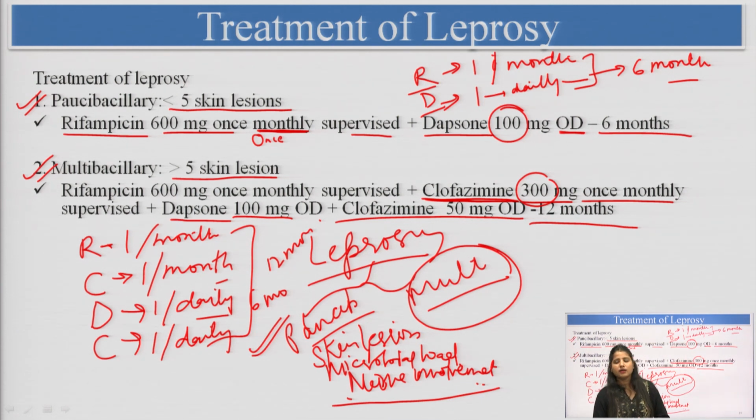And in the treatment of leprosy, there are 2 forms, paucibacillary and multibacillary. Depending on the microbial load, we have changed the duration of the therapy. I hope this is clear to all of you.